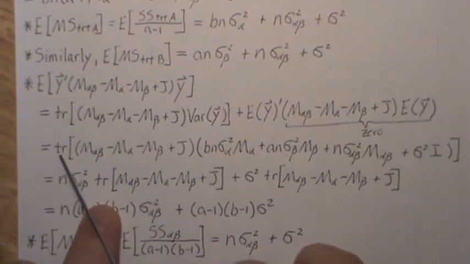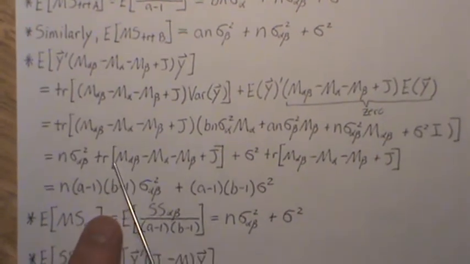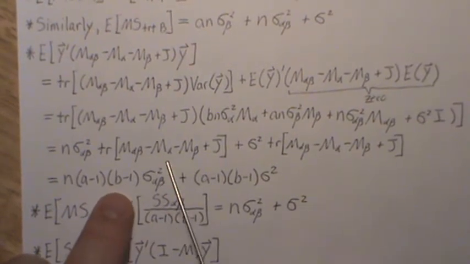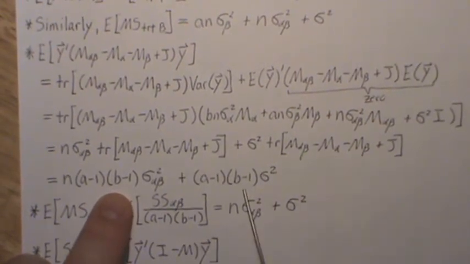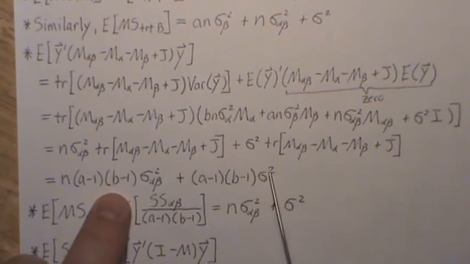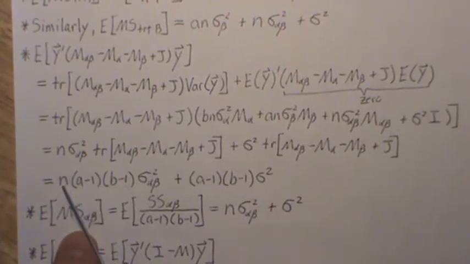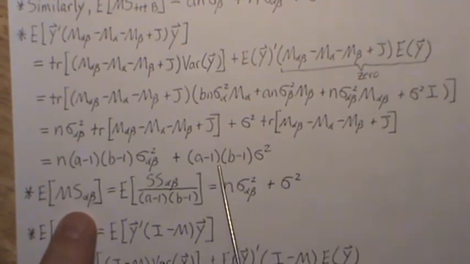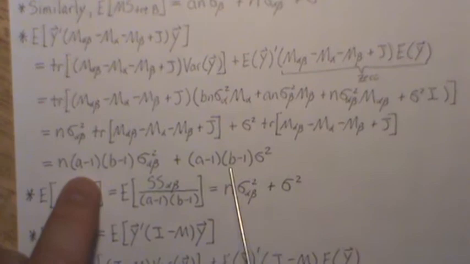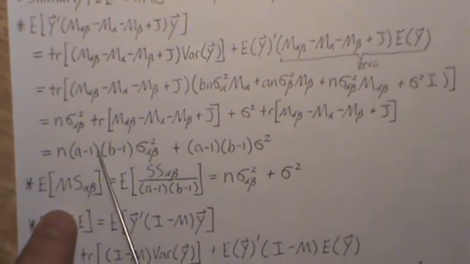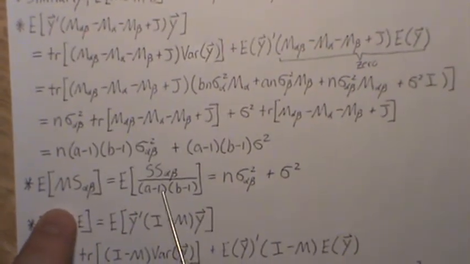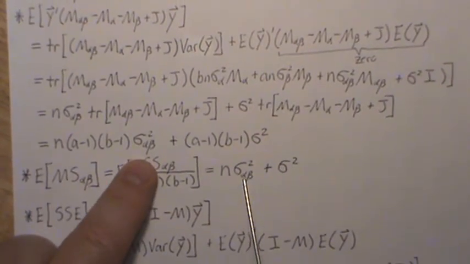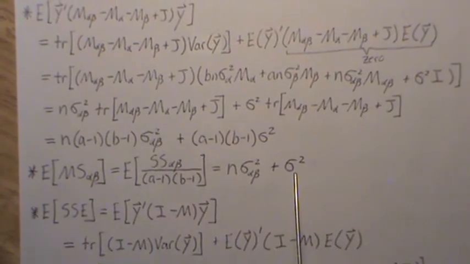Now, don't forget about the trace. The trace of these matrices is A minus 1 times B minus 1, and we derived that in part 2. A minus 1 times B minus 1, sigma squared. And then we get N sigma squared out here. So if we were to divide this by A minus 1 times B minus 1, and then take its expected value, those constants are going to drop out, right? Because we're dividing by them. And we get N sigma alpha beta squared, and then we just get sigma squared.